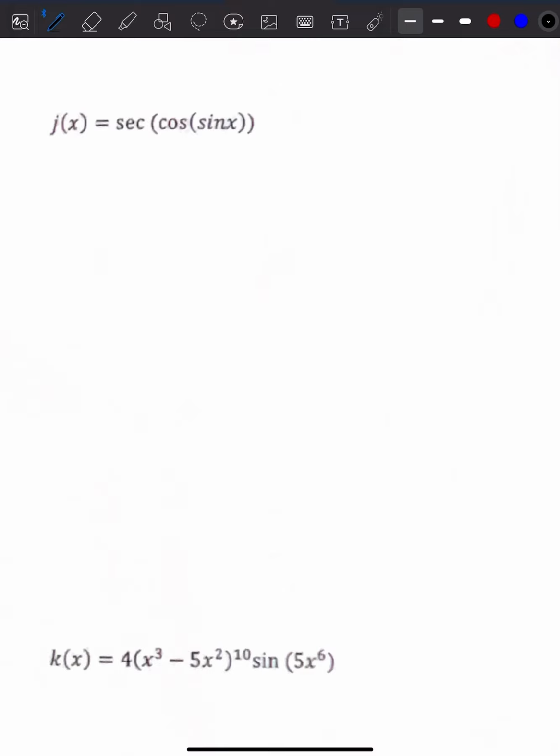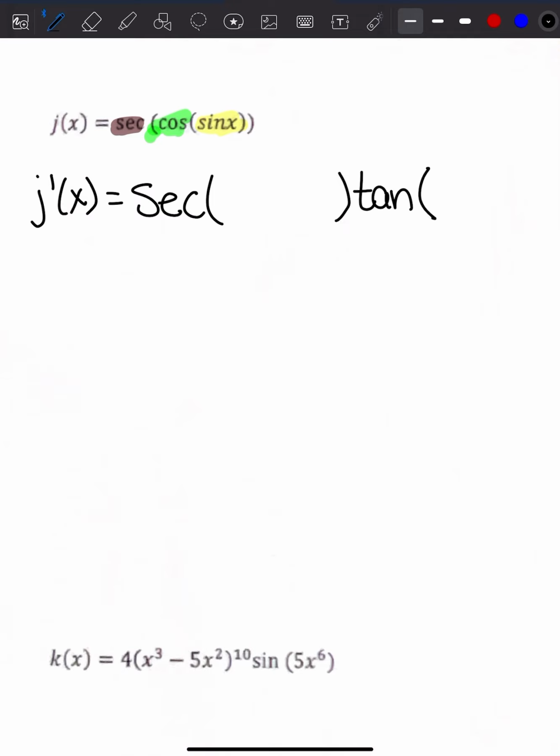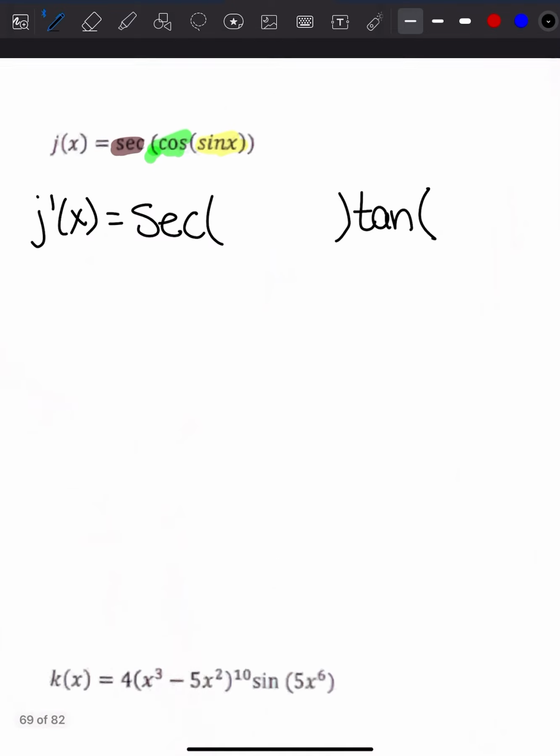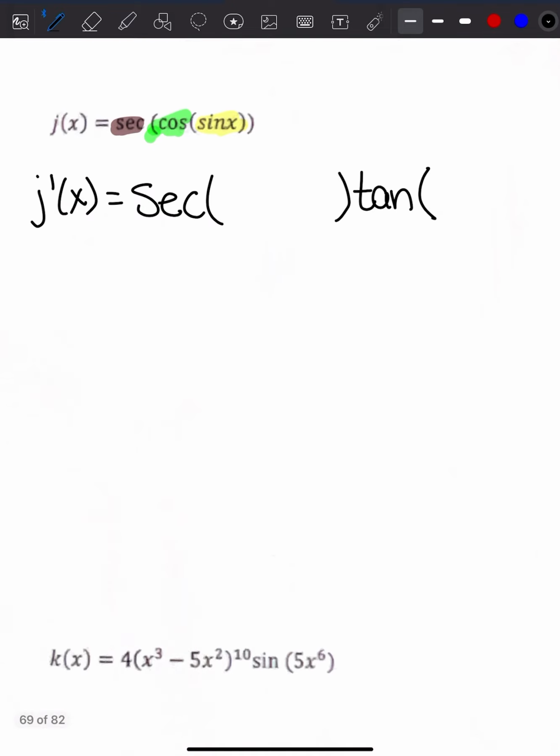Secant of cosine of sine. So we have our outermost function, our middle function, and our inside function. So j prime of x is equal to the derivative of secant, which is secant of x times tangent of x. So this is where we need to be a little bit careful. Secant of x is secant of whatever our inside function is, and tangent of whatever our inside function is. So secant of cosine of sine and tangent of cosine of sine.